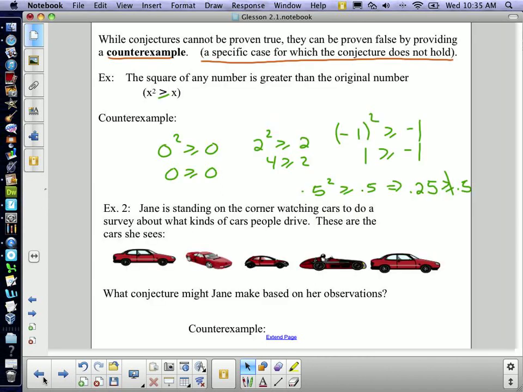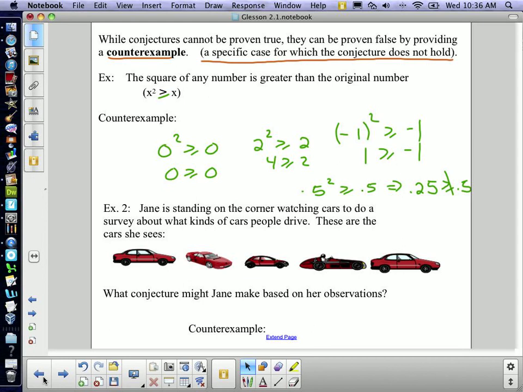Or here, with the numbers, a counterexample, we had x squared and x, but it contradicted the conclusion that x squared was greater than, or in this case, equal to x. That's what a counterexample does.